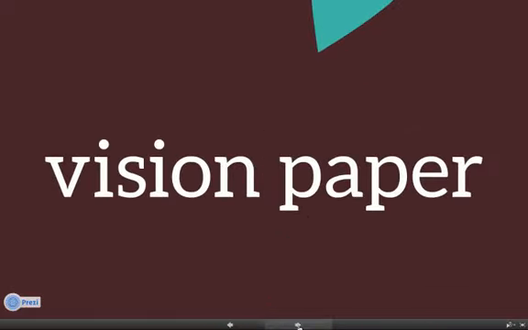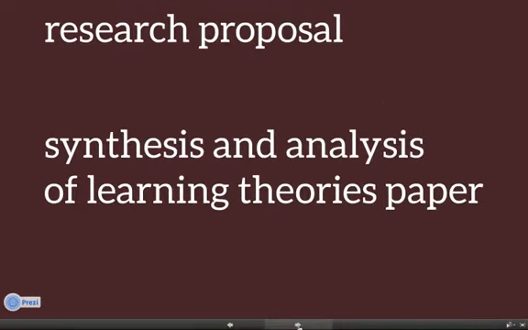My vision paper, where I outline a vision for education in 2020 that is very much based on constructivism and connectivism. My literature review, where I looked at constructivist and connectivist theories of learning in relation to students' use of social network sites. And my research proposal, which formed the basis for my idea for my portfolio. Also, my synthesis and analysis of learning theories paper, which deals with a number of different theories but touches on constructivism as being one of the major paradigms.